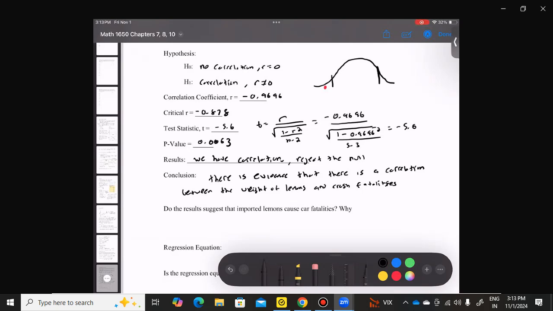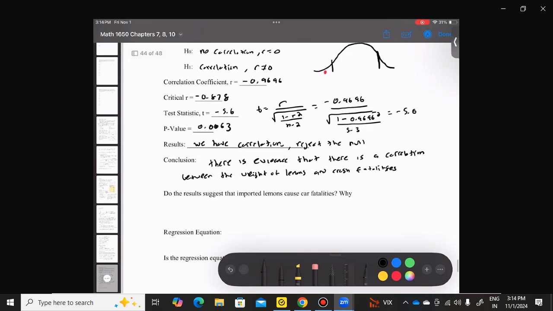Do the results suggest that the weight of the import lemons causes car fatalities? The results suggest that the higher the weight, the lower the crash fatalities.